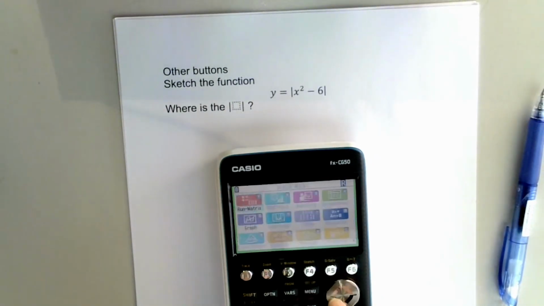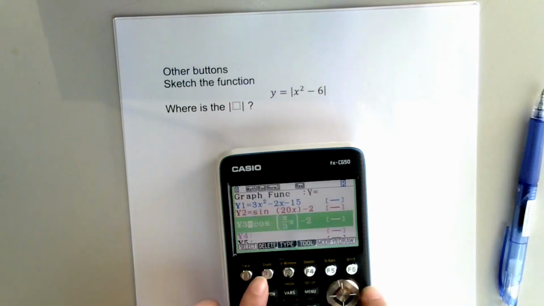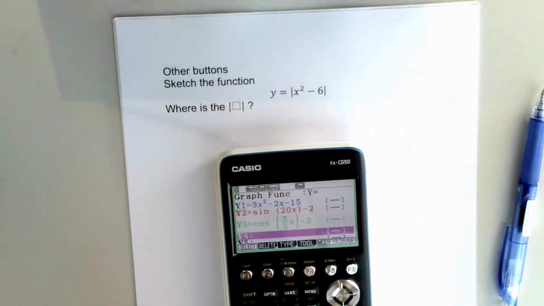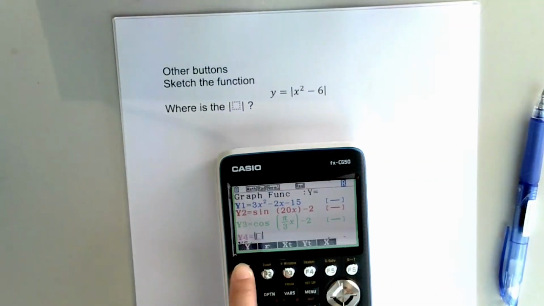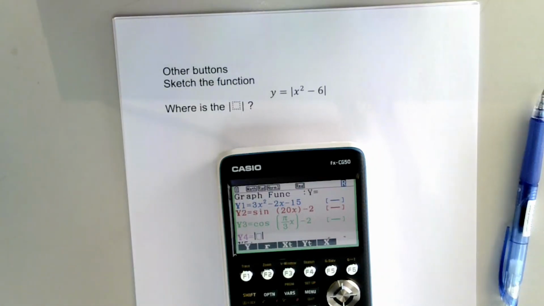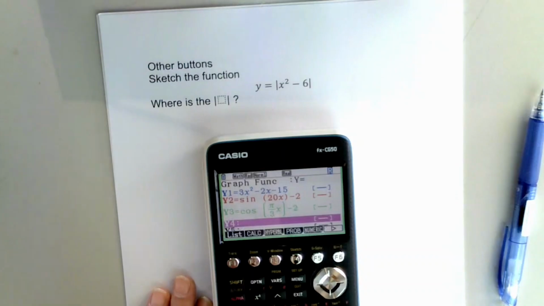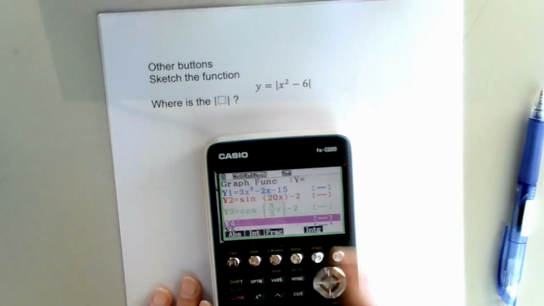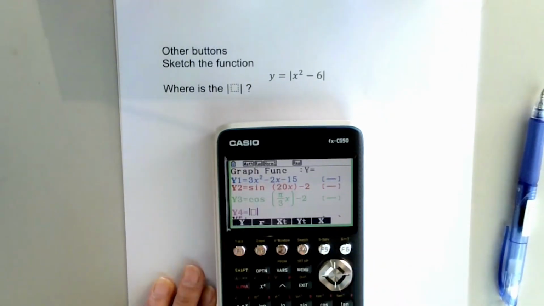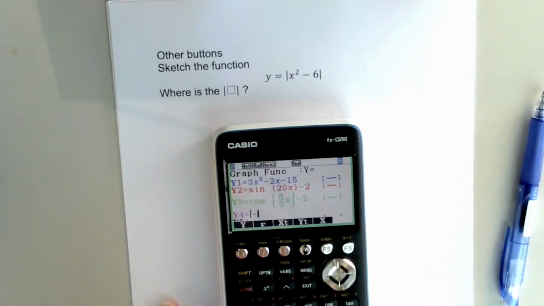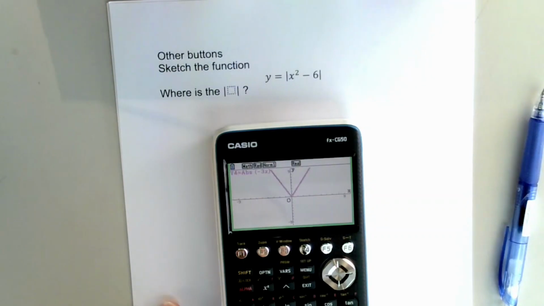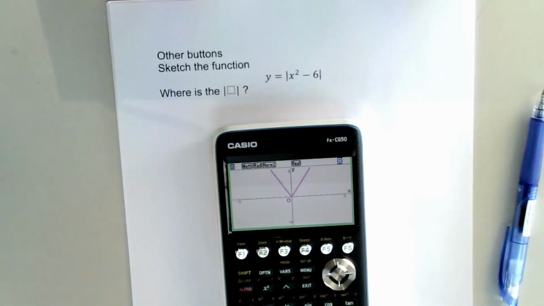Let me go back to graphing. You can do option, numeric, absolute. And we are at graphing. I'll do it again. You go to option, numeric, absolute. Negative 3x. You can see it flipped.